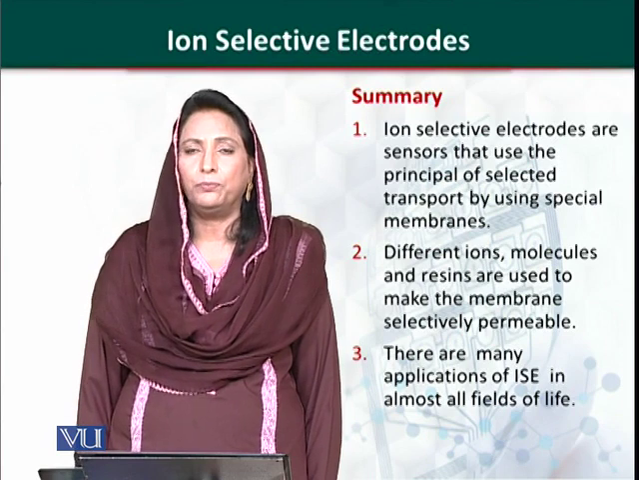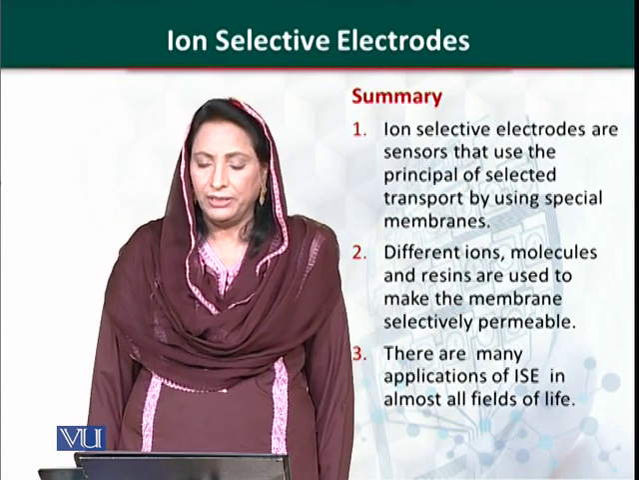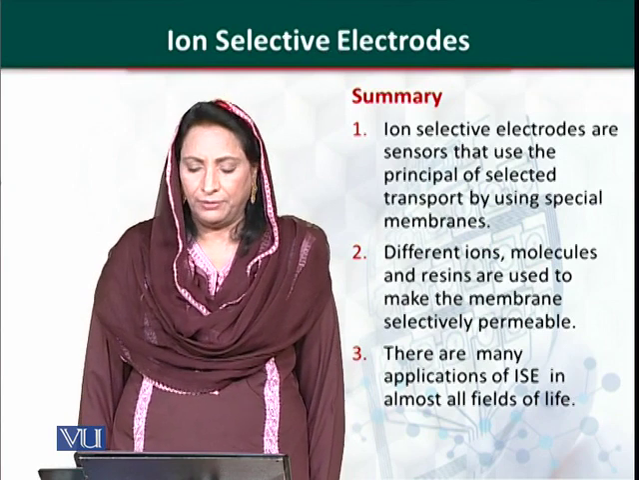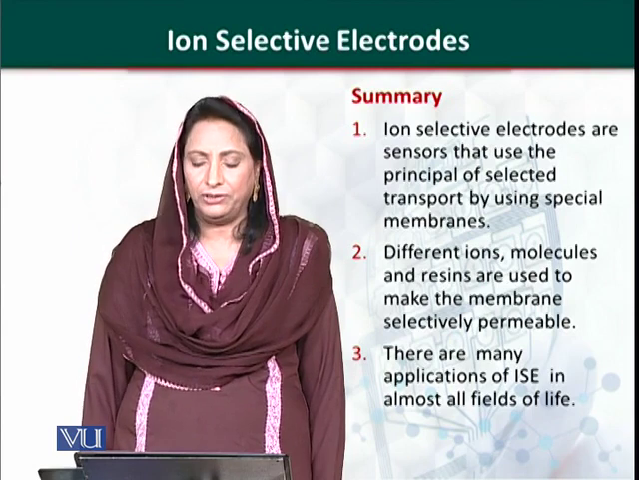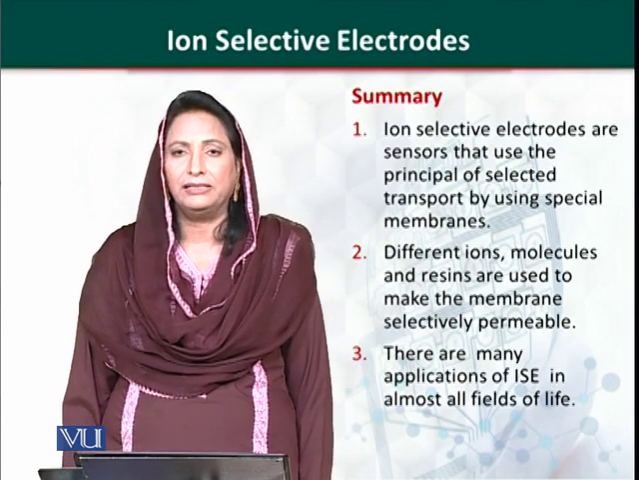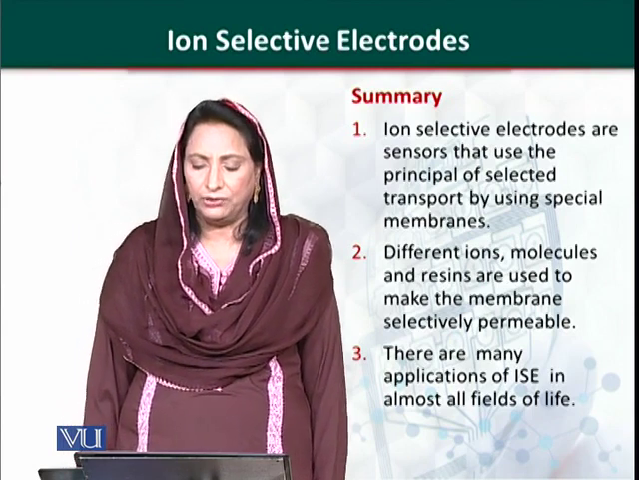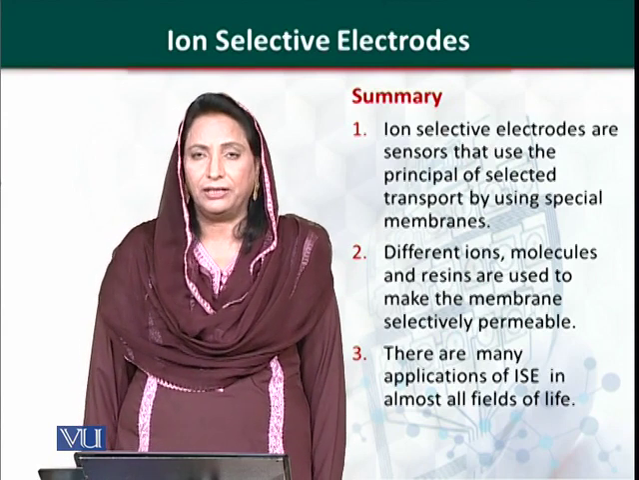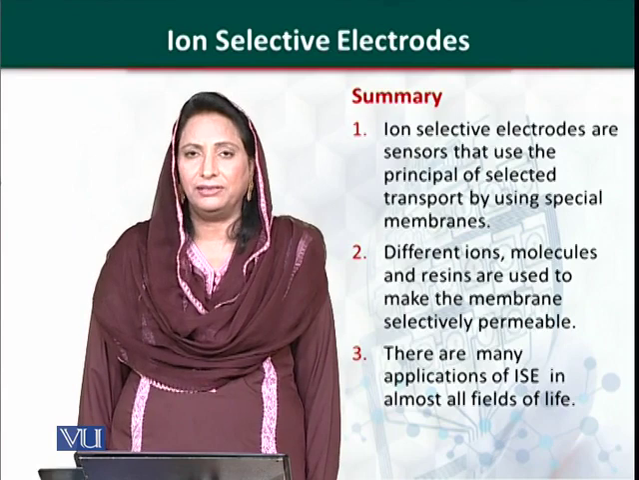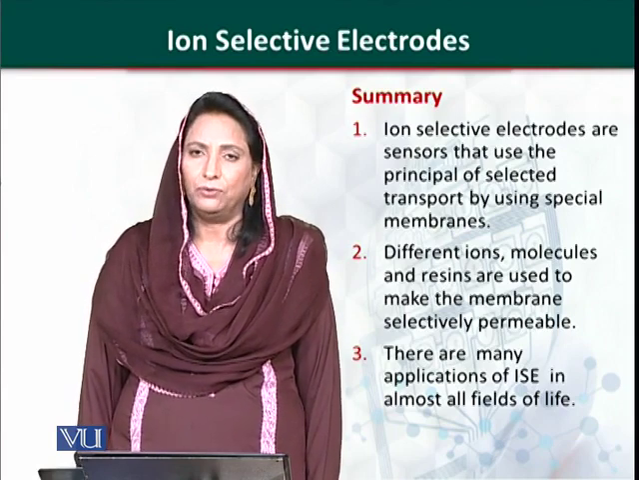The important component of an ion selective electrode is the membrane. Different ions, molecules and resins such as sodium, potassium, valinomycin, anion exchanger and cation exchanger are used for the production of selective membranes. There are many applications of these ion selective electrodes in all fields of life.